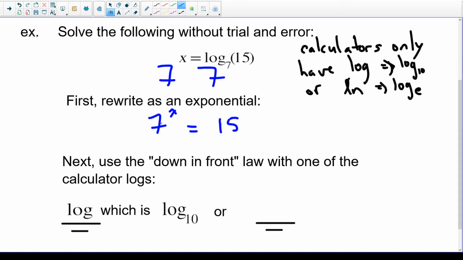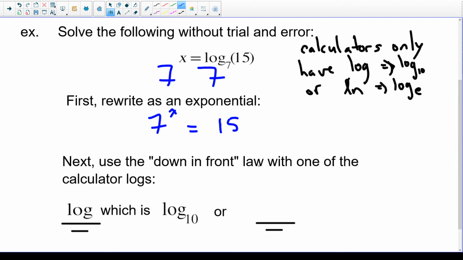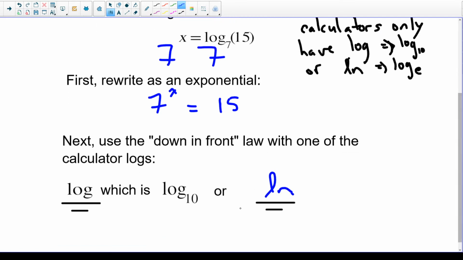Okay? And we could use trial and error here to try to solve that, but I don't want trial and error. So what we're going to do next is use the down in front law that I showed yesterday, the last proof that I showed yesterday, and we had been using it a couple of days ago as well, with one of the calculator logs. So I'm kind of repeating what I said up here about which logarithms to use. Log, which is log base 10, or ln, okay? So you can use either one of those two logarithms at this point. We're going to use log base 10 though.